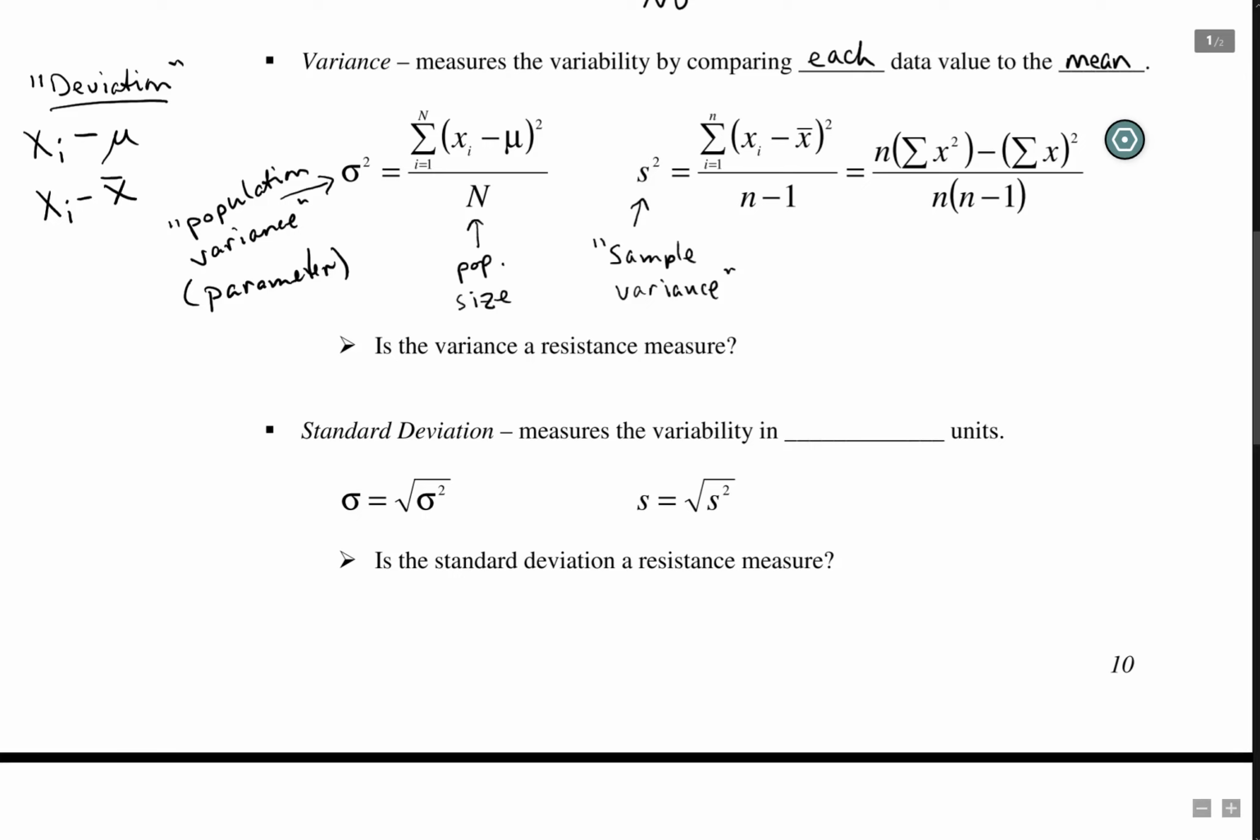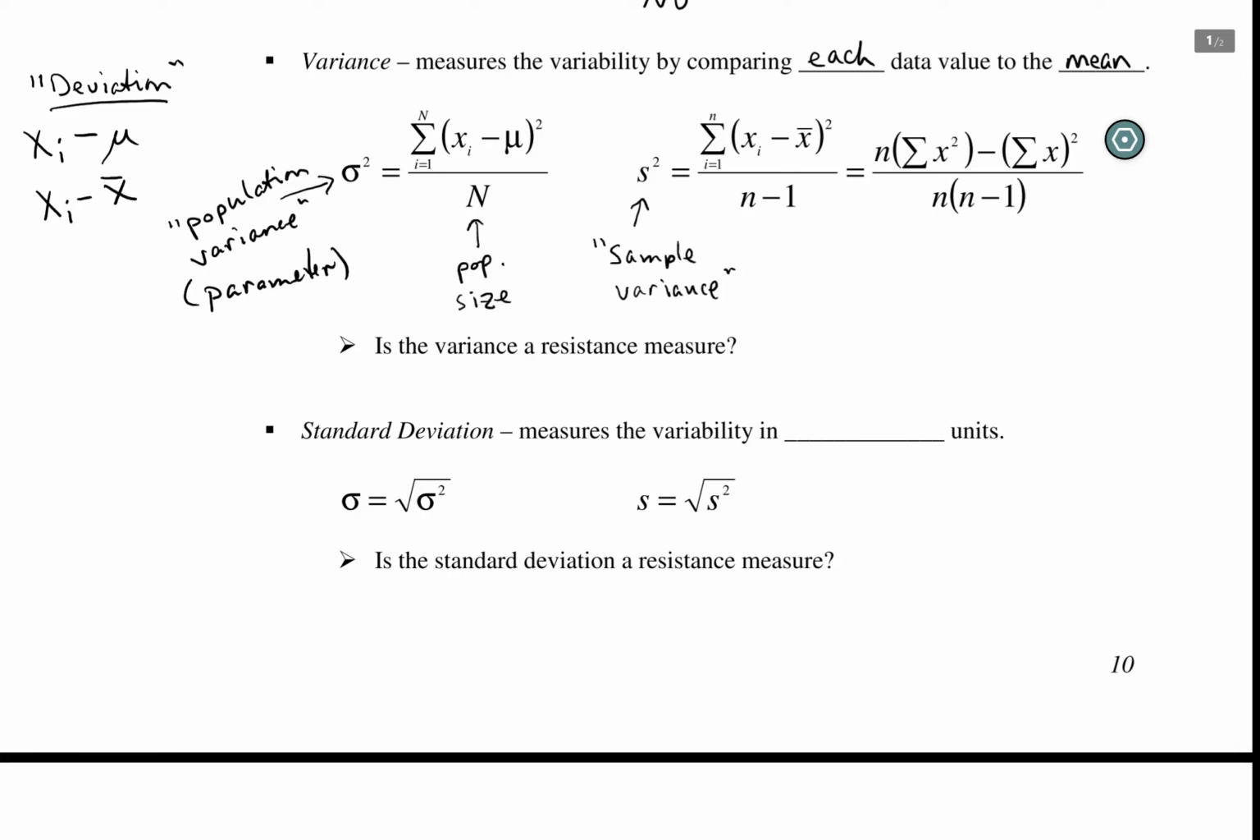The reason we divide by n minus 1 and not just n is there's a mathematical reason. It makes this s squared a particular kind of estimator for sigma squared, but we're not going to get into that for this class. Anyway, so this is our sample variance.